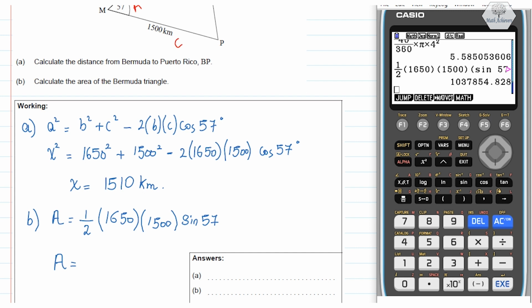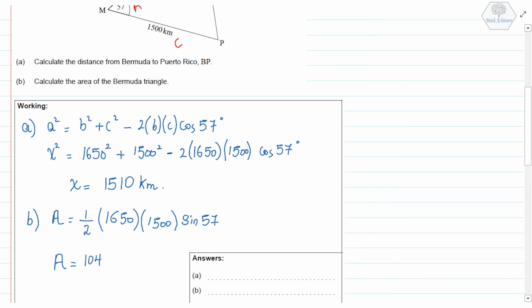So I'll end up having the area to be 1,040,000. So it's 104 with 4 zeros. So the area is 104 with 4 zeros kilometers squared. And by this, we could find the area. It's easy, it's simple, and this is how we apply the knowledge we gained in non-right-angled triangles.